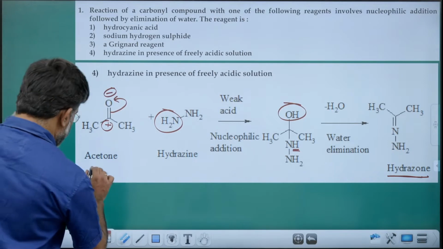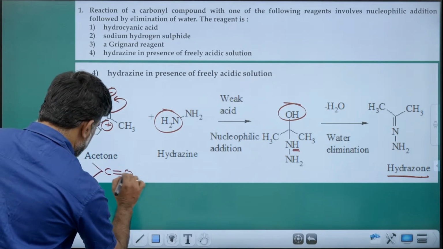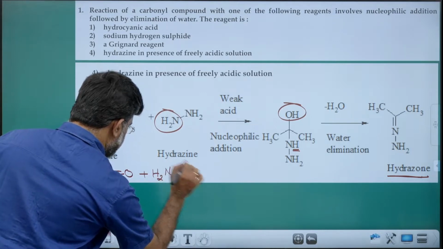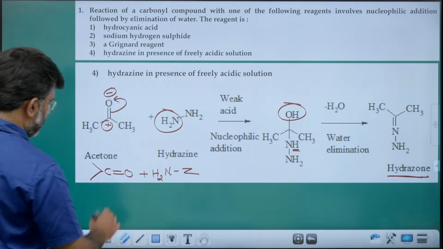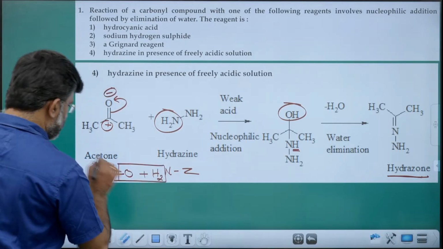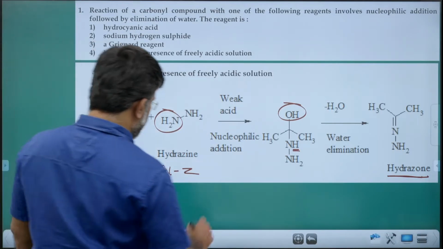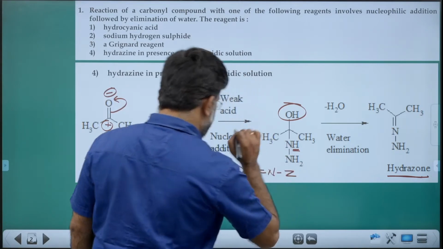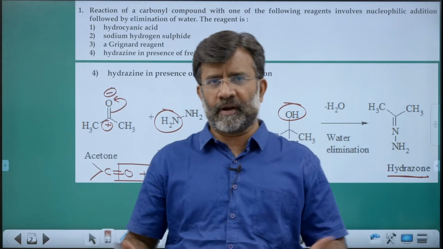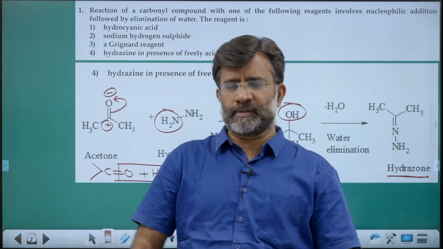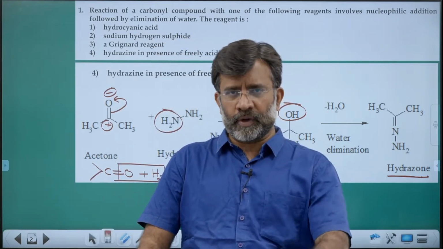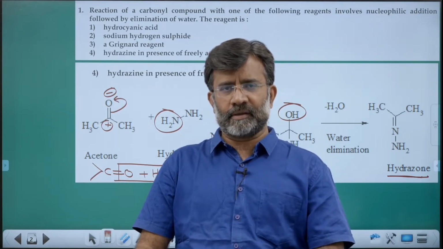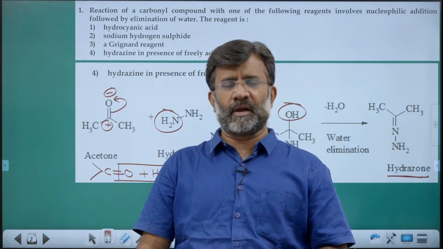Hope you remember the reaction. C double bond O with H2NZ. Refer NCERT. It's going to remove water like this, and you are getting the final product C double bond NZ. Z means different groups. There are 7 or 8 reactions. Ammonia, amine, hydroxylamine, hydrazine, phenylhydrazine, 2,4-DNP, semicarbazide.